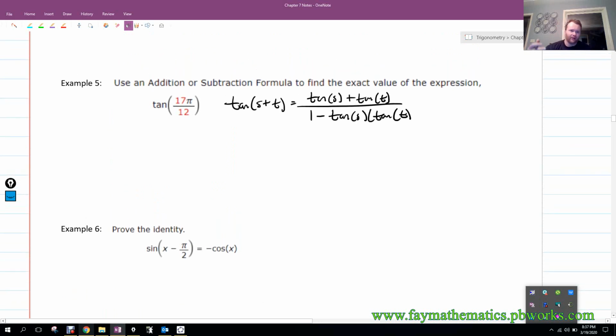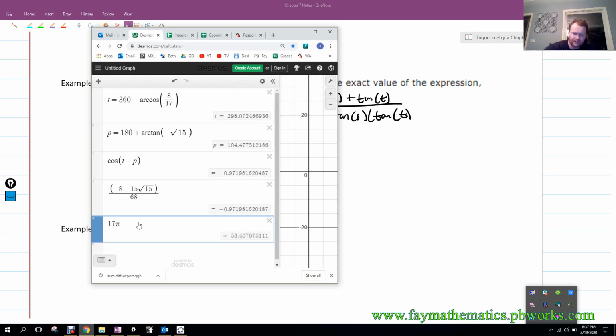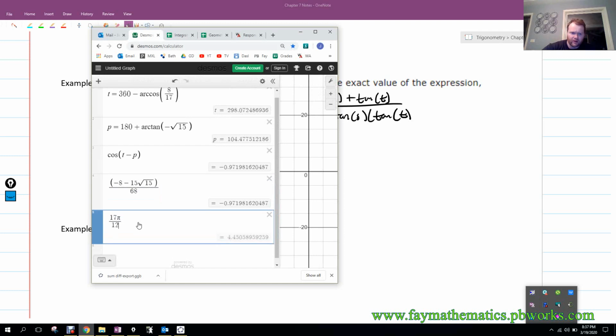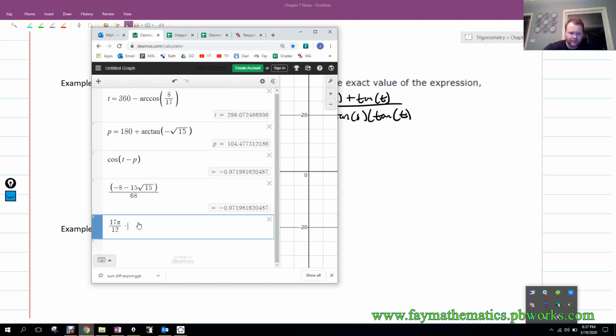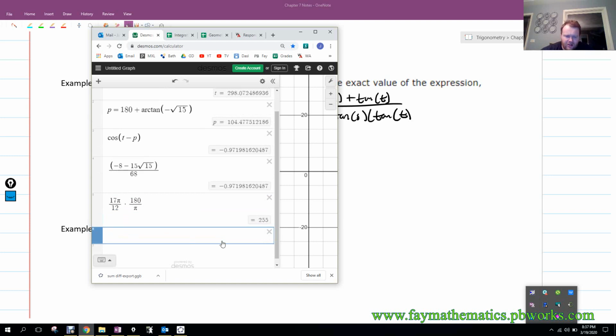Alright, so if I look at 17 pi over 12, I don't like that number. So I'm going to change it to degrees. Take 17 pi over 12 and multiply that, remember, by 180 over pi. It gives me 255 degrees. So we're going to take our unit circle and start thinking about things on the unit circle that are going to add to 255.